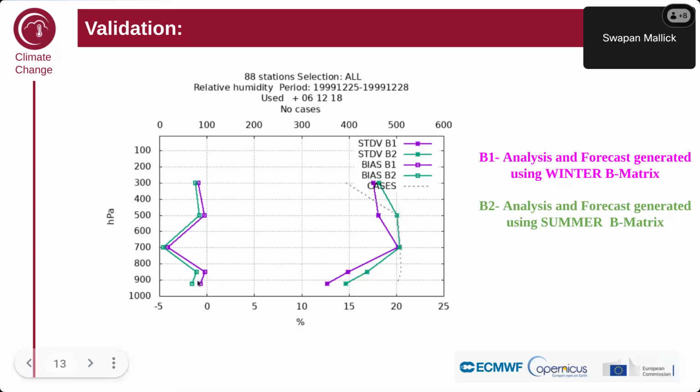So this clearly shows that the error bias for B2 is large compared to B1. This tells us the importance of the B matrix, because this forecast is in the winter season, and I am using B1 for the winter season and B2 for the summer season. So this panel is also a nice plot which tells us the importance of the B matrix, and the B2 bias is large compared to the B1 matrix. And in terms of standard deviation also, we can see the difference.